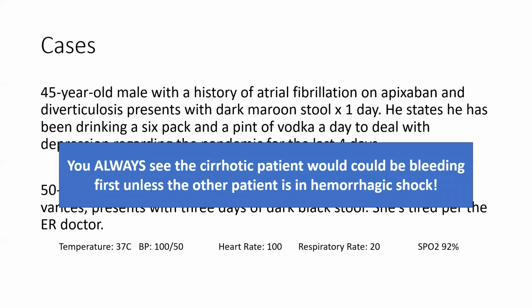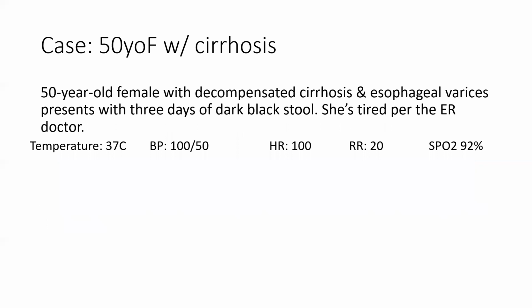Unless the other patient is in like frank hemorrhagic shock, then obviously go see the person who has more disturbed vital signs first. Okay, so you go and chat with her, here are her vital signs. The ER doctor has some labs that are cooking for you, just basic labs. What are things that you're going to pay attention to on vital signs or on your physical exam to help you deduce maybe what could be happening with this patient's bleed?